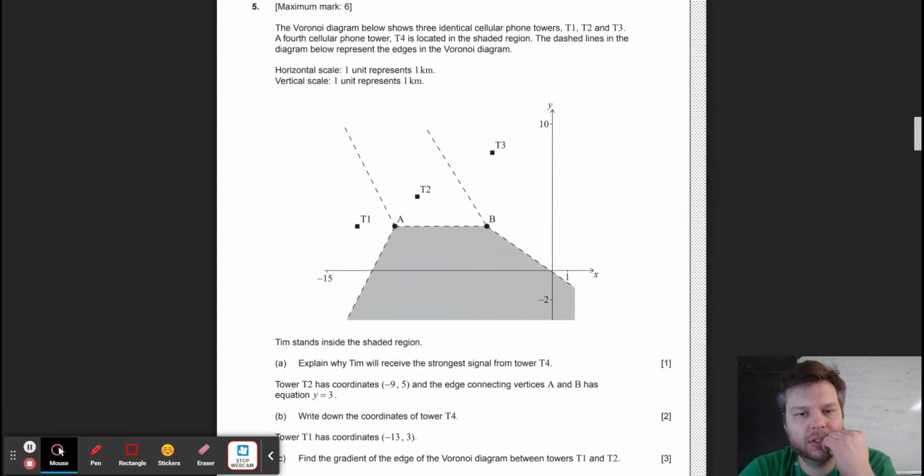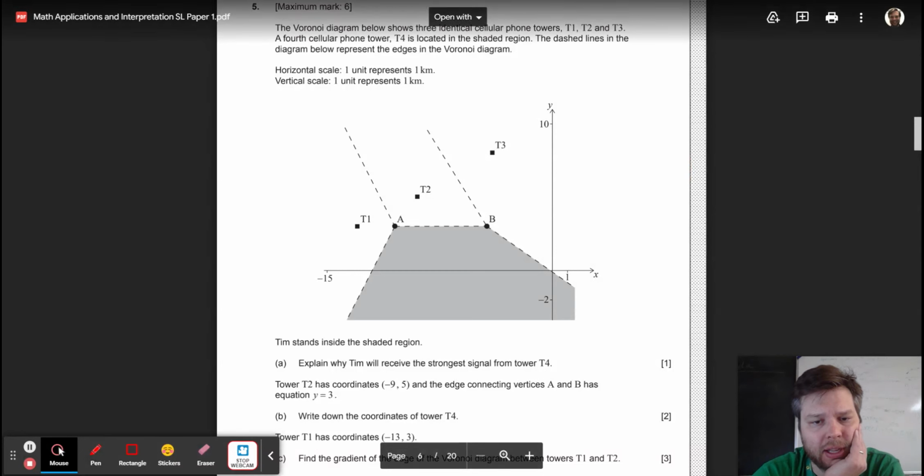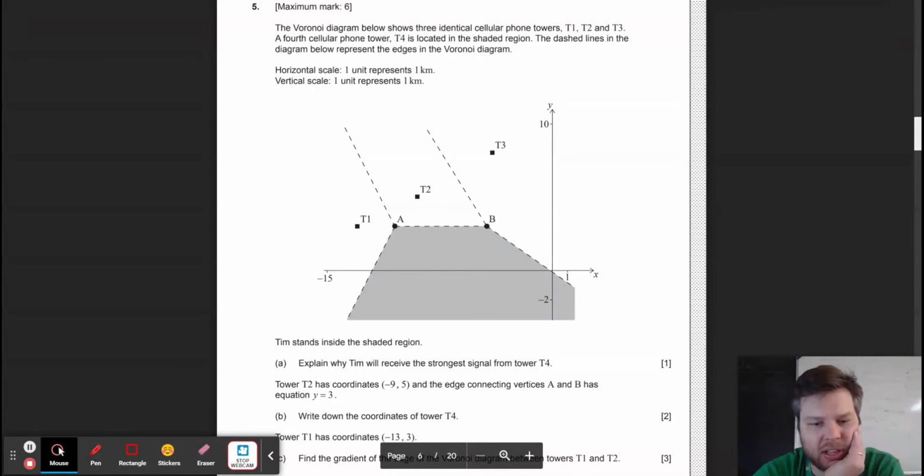All right, so some of you asked about this question we were working on with the Voronoi diagrams, and this is a great question that really just tests that you understand that when you see a Voronoi diagram, all of the edges, all of those dividing lines, are going to be perpendicular bisectors. That is the key piece of information you need to solve any problem with Voronoi diagrams.